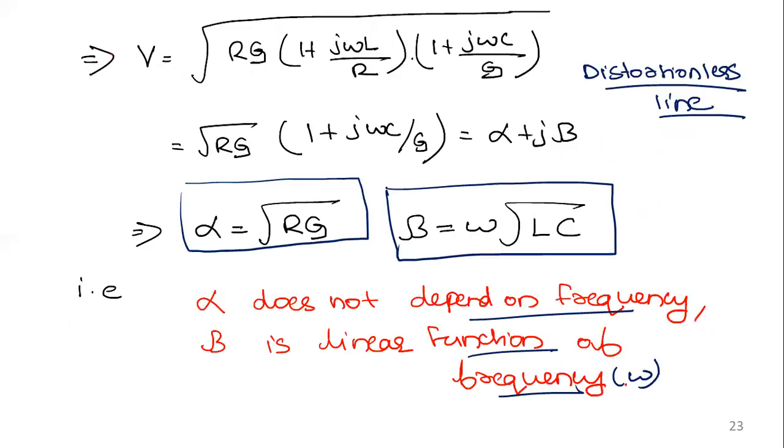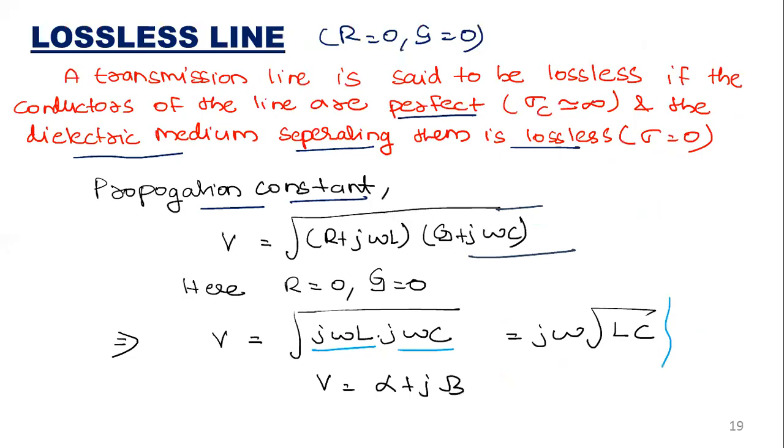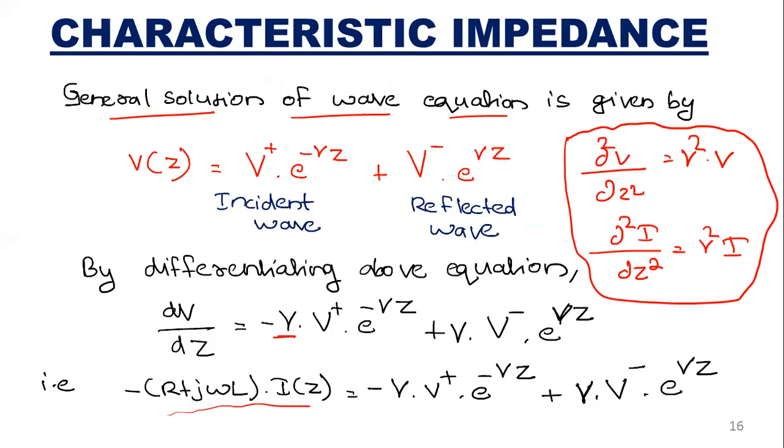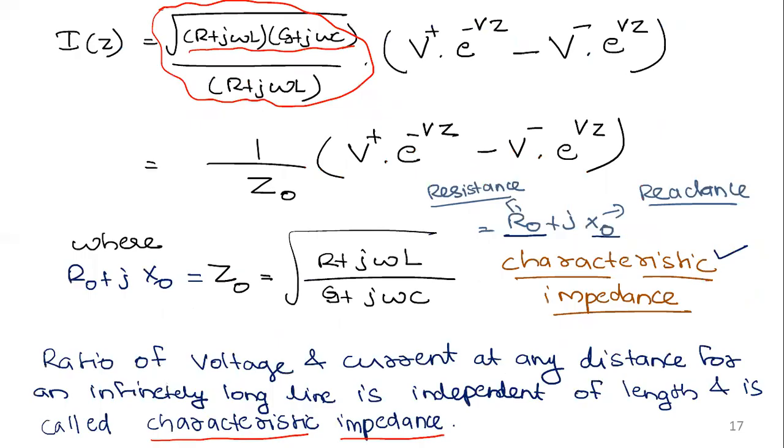So I will just summarize what all things we have seen in this session. We started with what is characteristic impedance. We derived that from the equation which we derived in the previous class. So those who have not attended the class, watch the previous video, then come here. Then by differentiating the above equation, we get an expression for characteristic impedance Z naught, which is equal to R naught plus jX naught. We can define characteristic impedance as the ratio of voltage and current at any distance for an infinitely long line, independent of the length. And that ratio is what we call characteristic impedance.